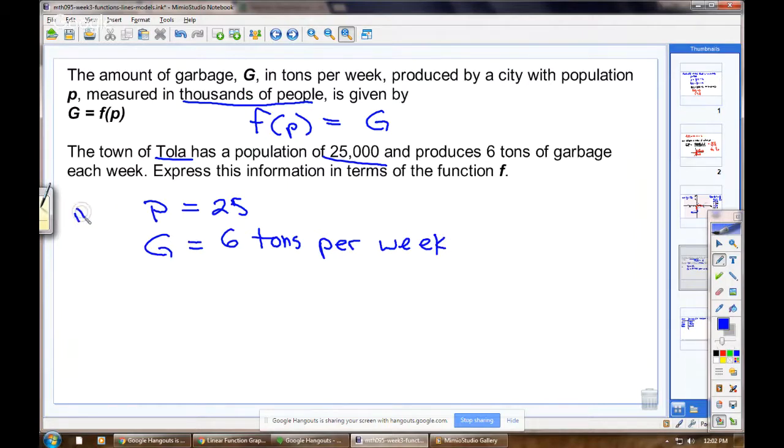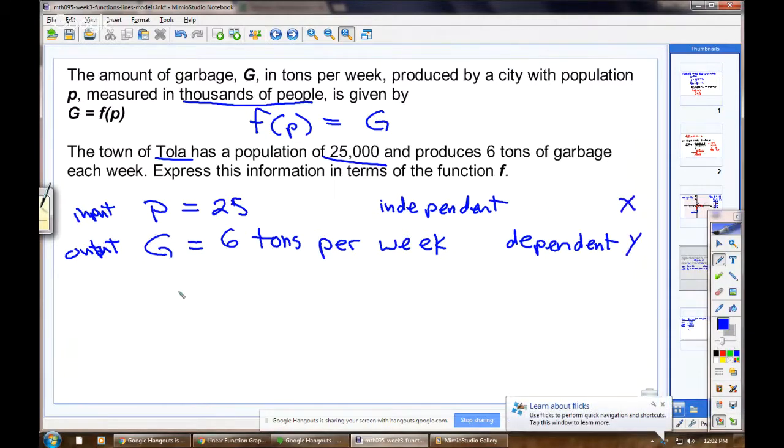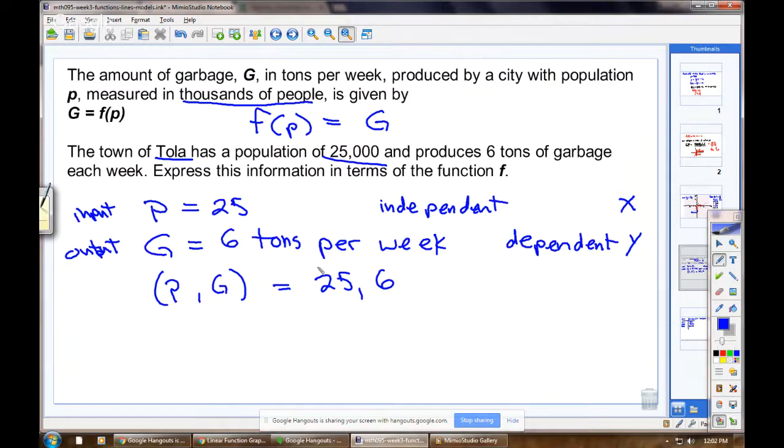So again, P, that's my input. It's also known as the independent variable. And G, that's my output. And that's called the dependent variable. So this is like my X, and this is like my Y. So I could write this as a point. P in this case goes first, and G, the Y value, goes second. And so that would be, given that there's 25,000 people, they produce 6 tons of garbage per week. In function notation, I could write it as, if I plug in 25 thousand people, the function should spit out 6 tons of garbage per week. Okay, so here's that as a point, given the information. Here's that in function notation. Just trying to get used to function notation here.